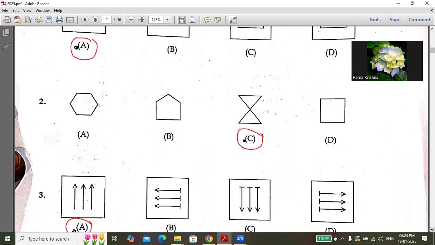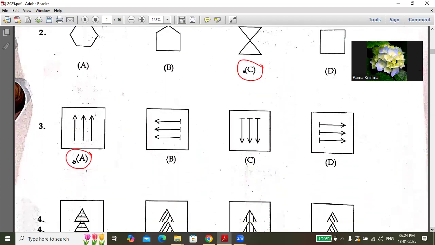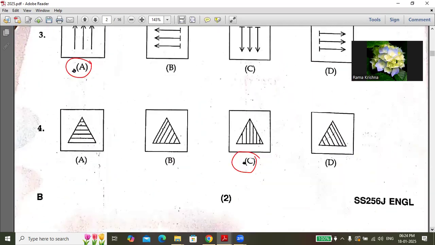Next, the second one, C is the answer because it has two closed figures and the lines are intersecting each other, whereas here there is only one closed figure and no line is passing on another line. Next, the third one, A is the correct answer because in the other B, C, D the arrows have a line at the end.